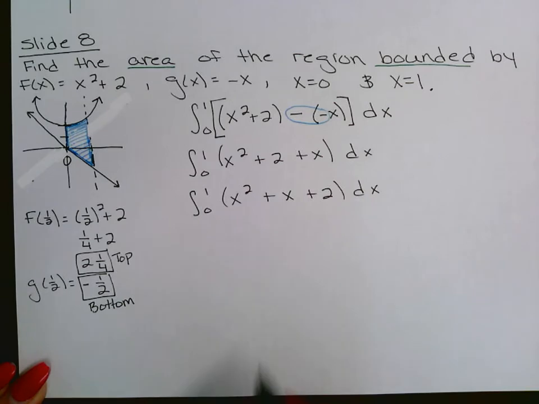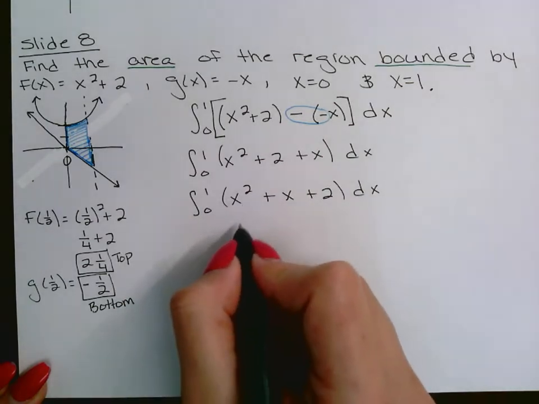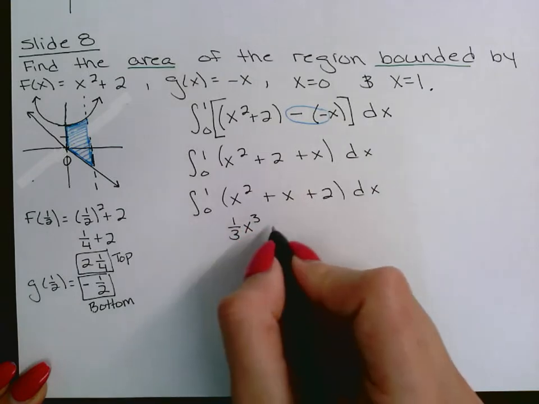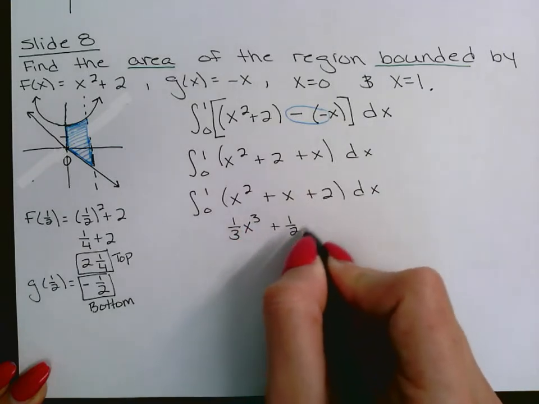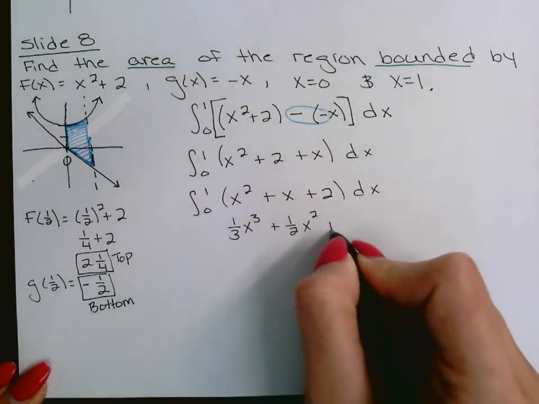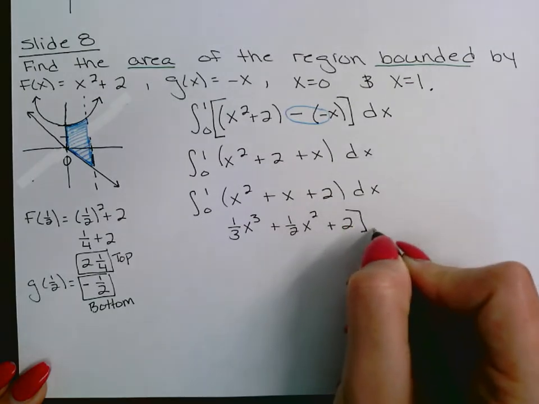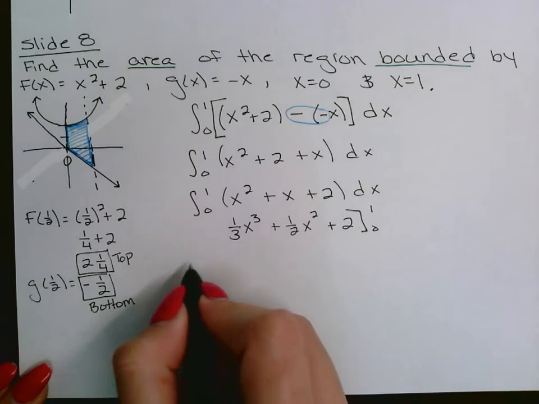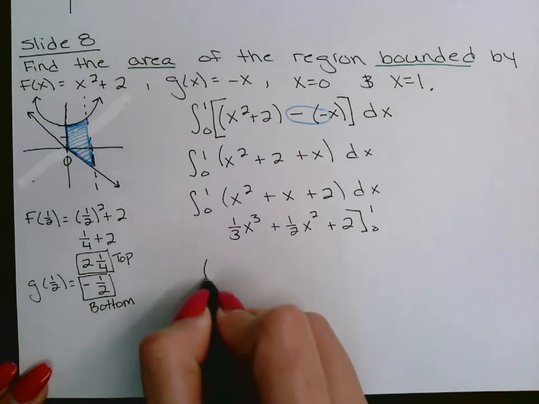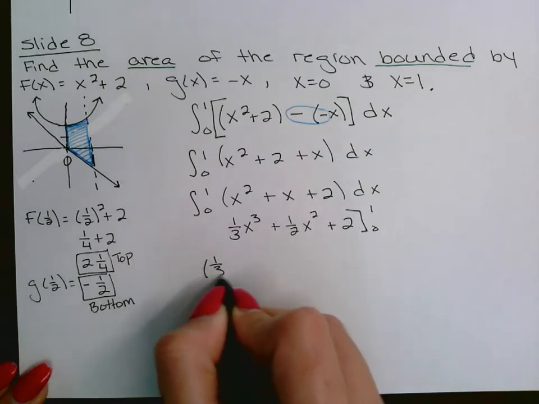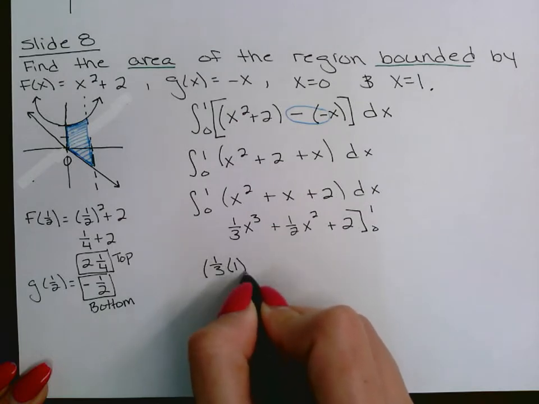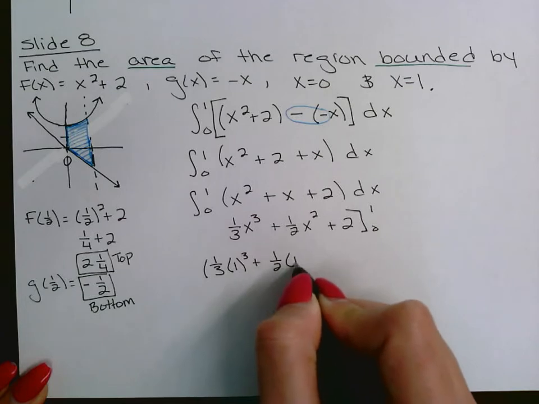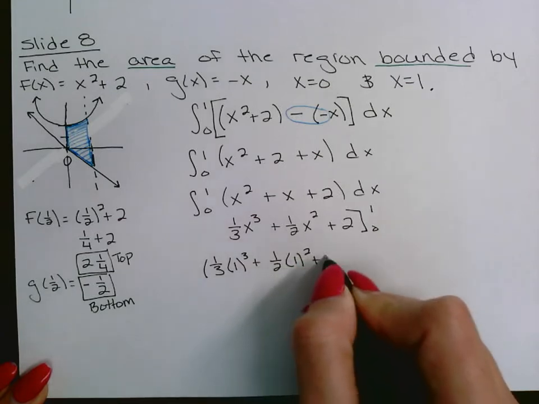And now use your reverse power rule to do the antiderivative. I get a third x cubed plus a half x squared plus 2x. And then all I have left is my f of b minus f of a. Now, don't get too excited when I say this, but for this chapter, I'm going to allow you to leave it 100% messy right here at the f of b minus f of a.